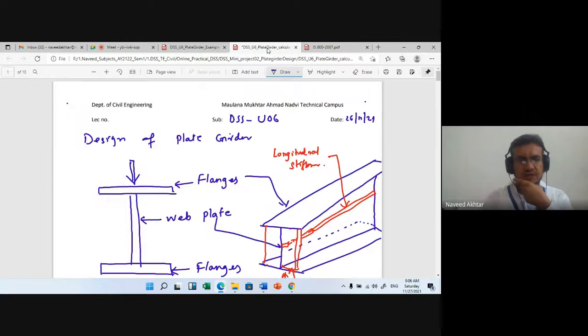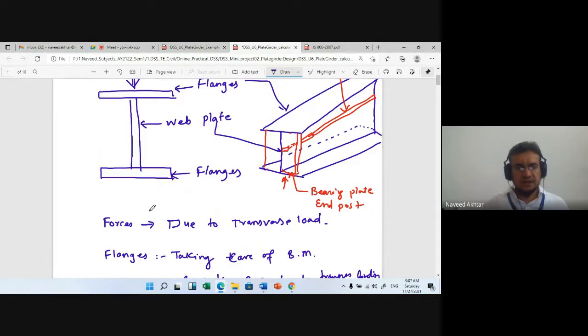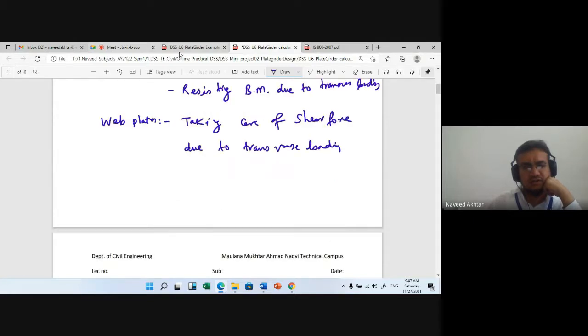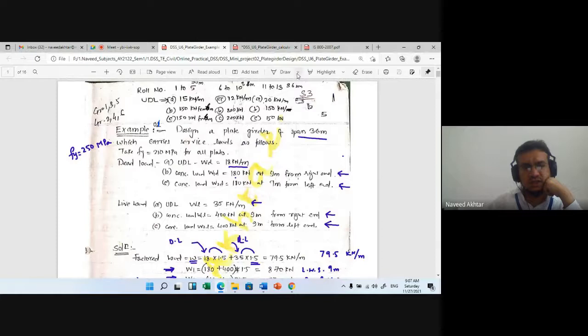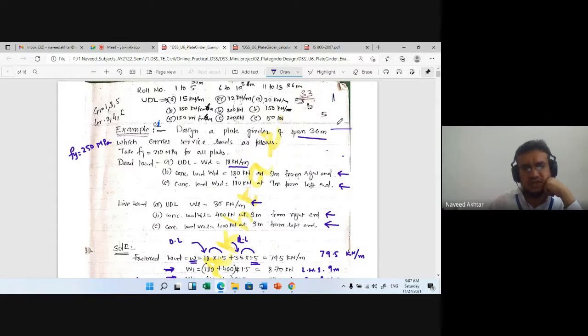Okay, so yesterday we started the plate girder example. We have seen yesterday the theory, codal provisions, and also the plate girder made with different components: flange plate, web plate, longitudinal stiffener, transverse stiffener, and end post stiffener for the reactions, and intermediate transverse stiffener when there are point loads on the plate girder. I also started one example of the plate girder with a span of 36 meter.